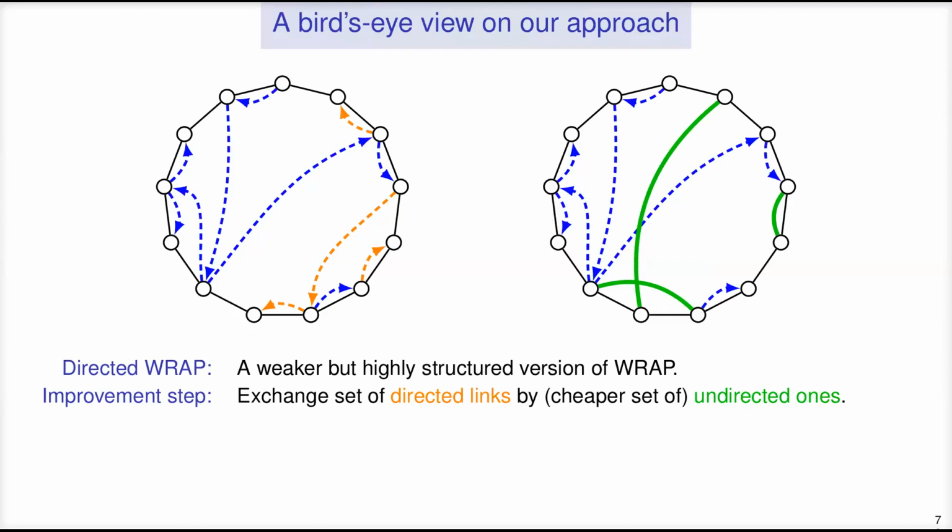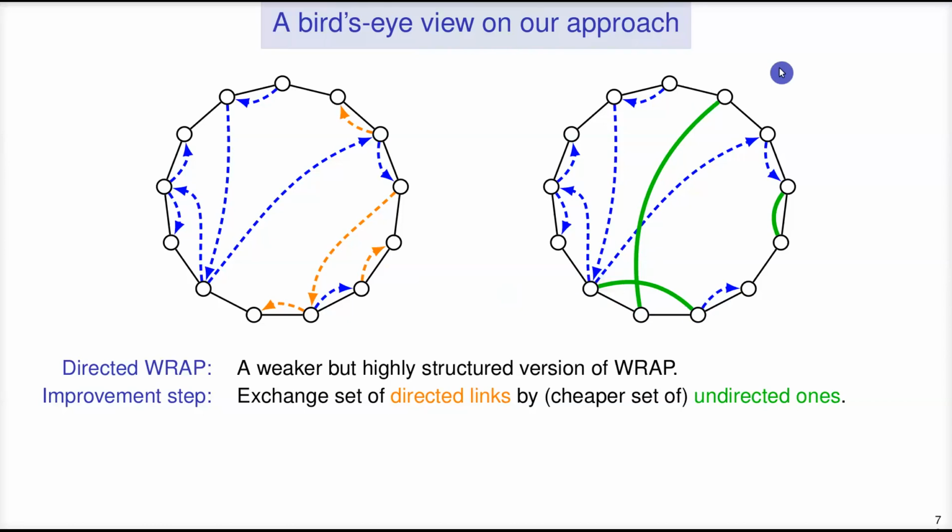Let me start with a bird's eye view on the approach. What we're actually going to do is introduce a related problem, which we call the directed weighted ring augmentation problem, or directed WRAP. It's a slightly different setting where links have directions, and we will first solve that problem, which will lead to a solution that can be interpreted as a 2-approximation of the original problem. Then we will try to replace parts of that solution by undirected links that are cheaper. So it'll be exchange steps that make this solution cheaper over time.